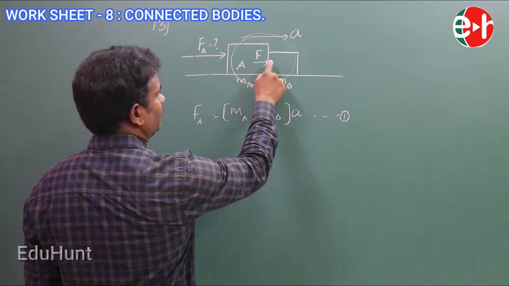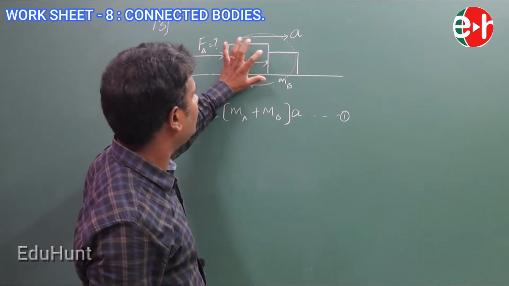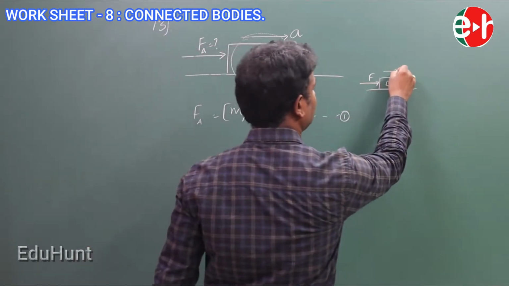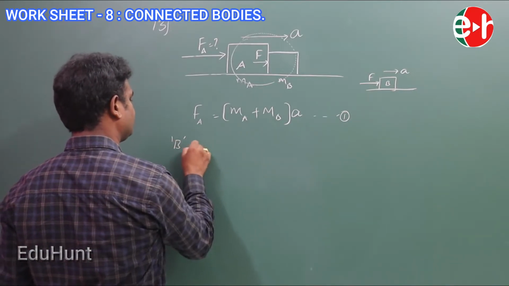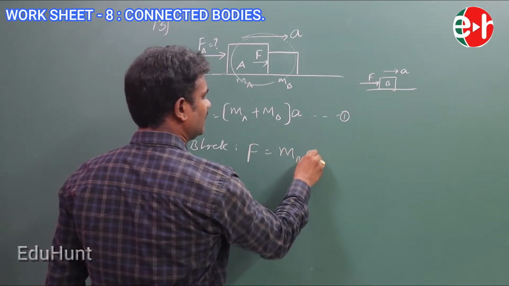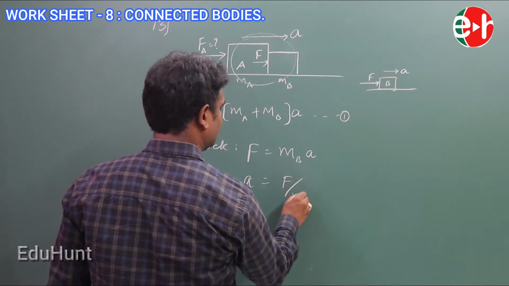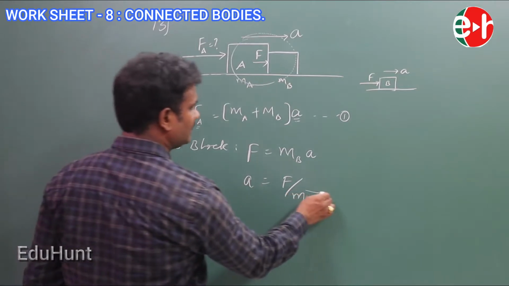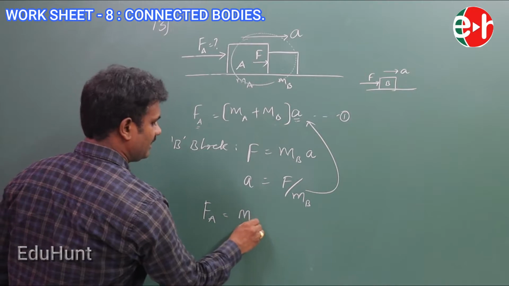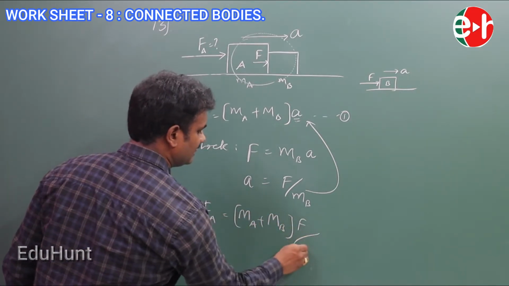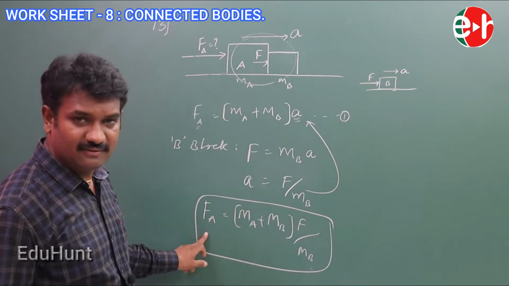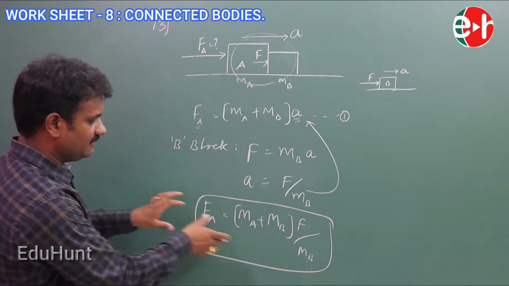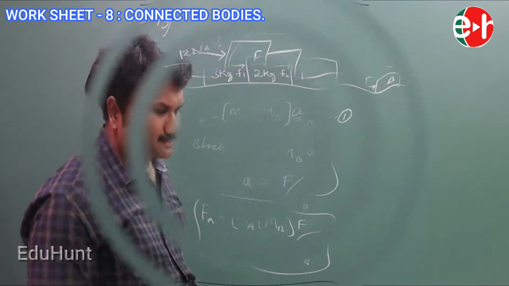Now come to this. If you ignore A for a while, only block B is left. On this B block, capital F force is acting. Because of this capital F force, this block is moving with an acceleration a. So if I take block B, capital F is equal to mass of B into acceleration. So a is equal to F by MB. Here the only unknown is a. To find Fa, we need a only. We got a here. If I put this a here, what do I get? Fa is equal to (MA plus MB) into F by MB. So this is our external force. When contact force is given, this is how we can find external force. If external force is given, we can find this contact force by sending these masses to the left direction. That's all. Over.